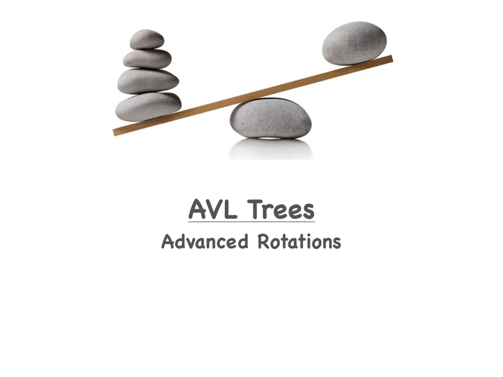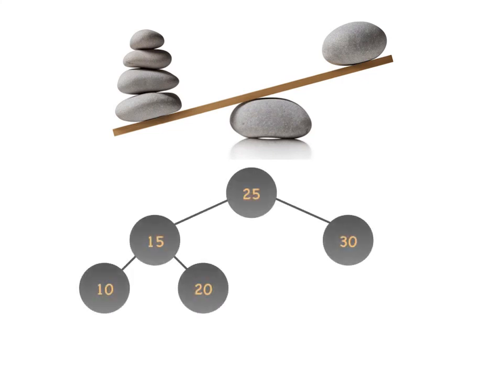Advanced rotations. Suppose this is my tree for which every node is currently balanced, then I call insert 18. Well, 18 is less than 25, greater than 15, and less than 20. So 18 would go right here. Now, next I check the grandparent to see if this assertion became unbalanced.